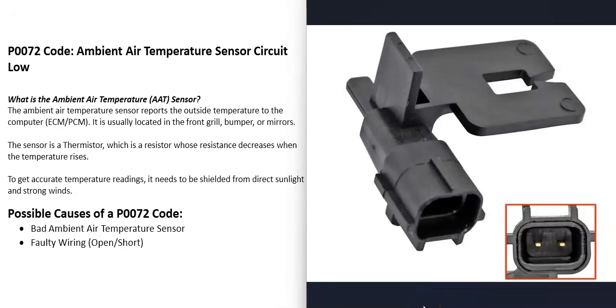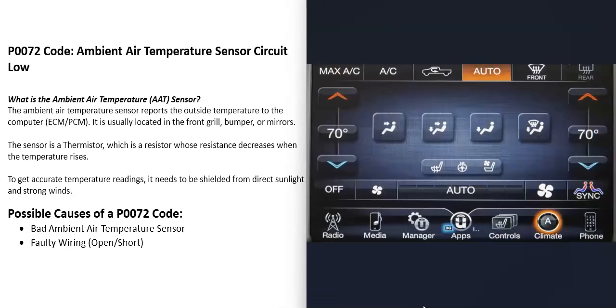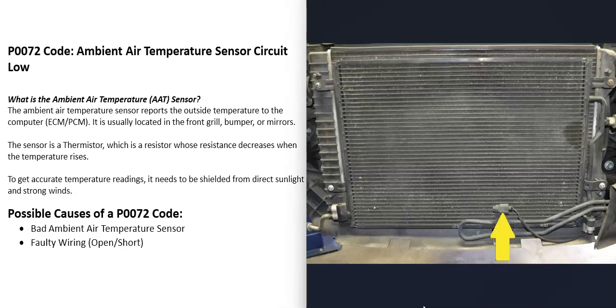Well, basically there's what's called an ambient air temperature sensor that's just reporting back to the computer what the temperature outside is. The computer can use this information from this sensor for different things. It's very common for it to be used in the HVAC system inside of a vehicle and different things along these lines. But when you get this P0072 code, the computer's seeing a problem with this sensor, and so it's going to have to be troubleshot to know why.